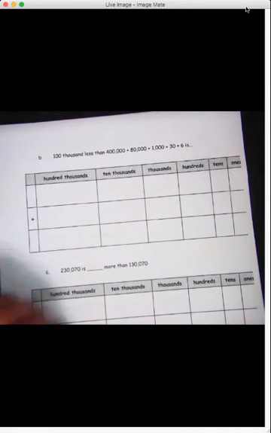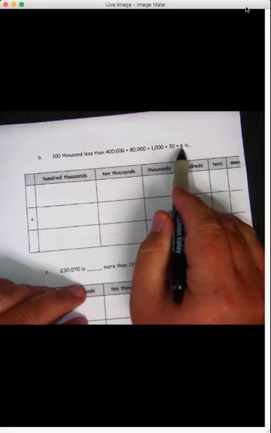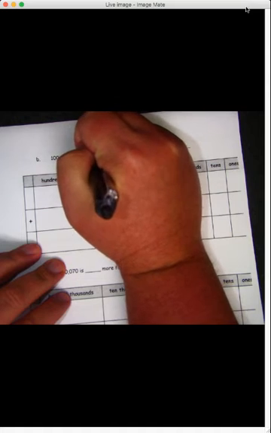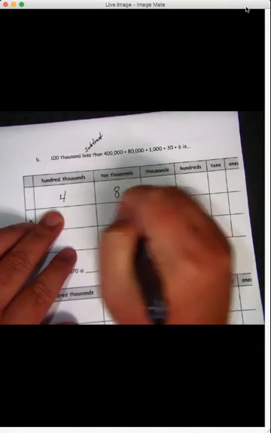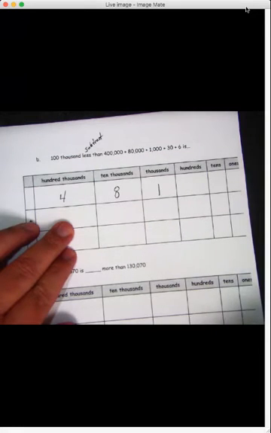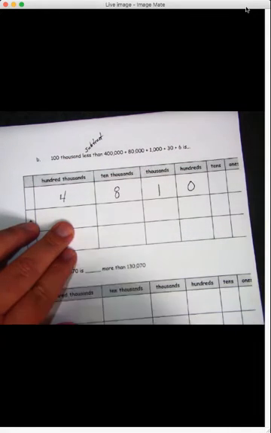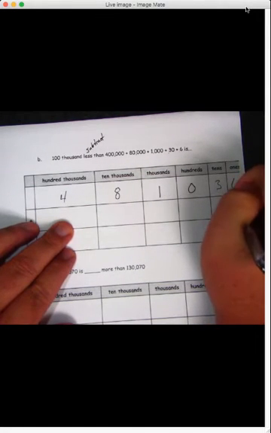This one says 10,000 less than, look what I see. I see the sign is wrong here. 100,000 less than 400,000 plus 80,000 plus 1,000 plus 30 plus 6. So where it says less, we know it means subtract. Let's write our number up here. We have 4 100,000s. We have 8 10,000s. We have 1 thousand. We have no hundreds. We have 3 tens. And we have 6 ones.